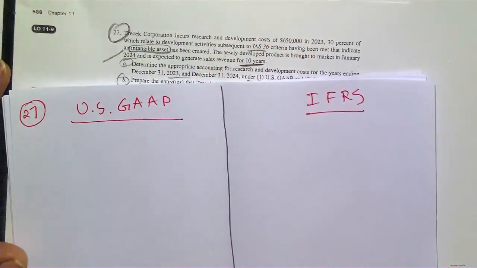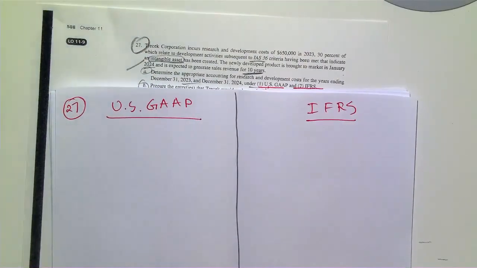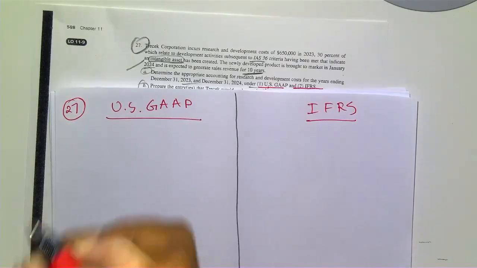So now let's see here. First, let's try to calculate the R&D expense. R&D expenses for the US GAAP company. What will be the R&D expenses? It's not computer software.